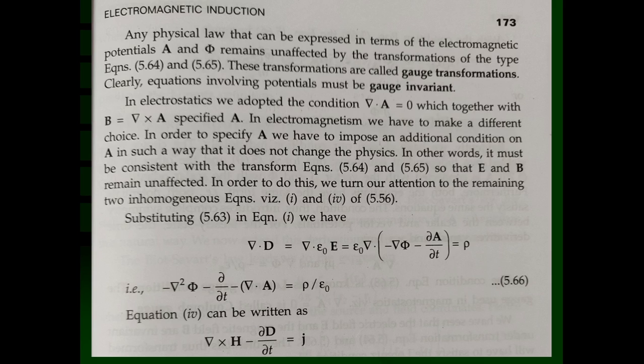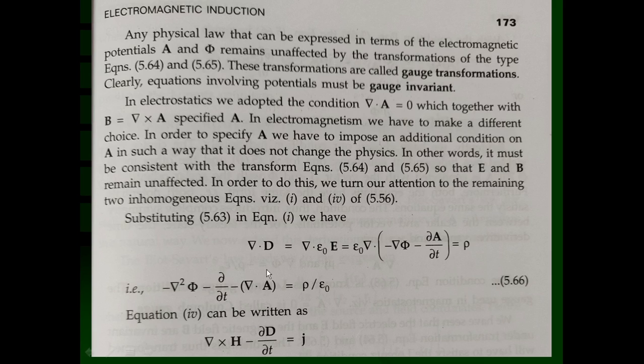The first equation is divergence of D is equal to rho, and the fourth equation is curl of H is equal to J plus del D upon del T. These are inhomogeneous equations because they contain charge density as well as current density, and hence we are going to deal with these two remaining equations and solve them and find out something from that.